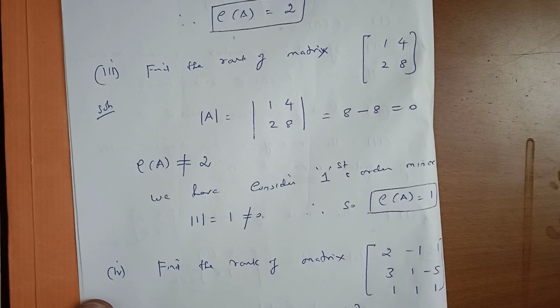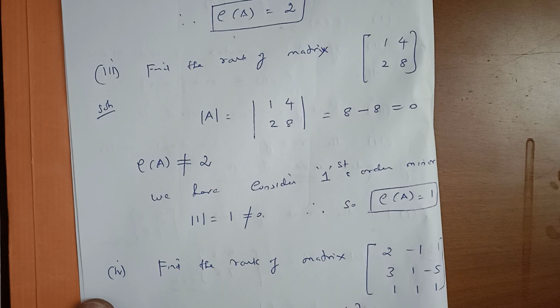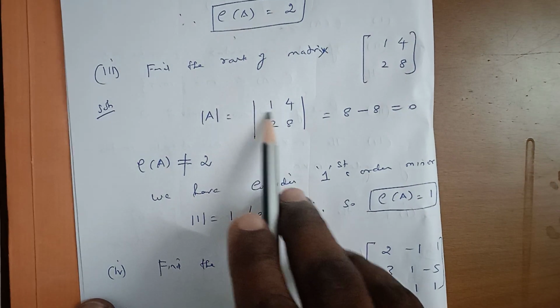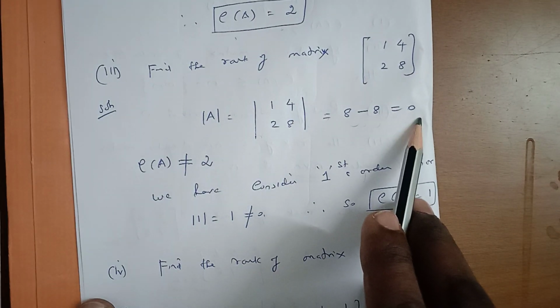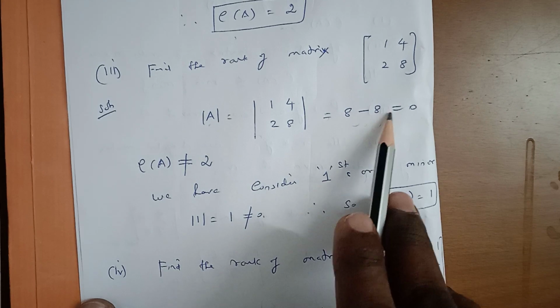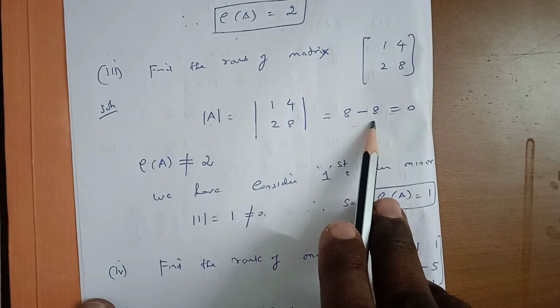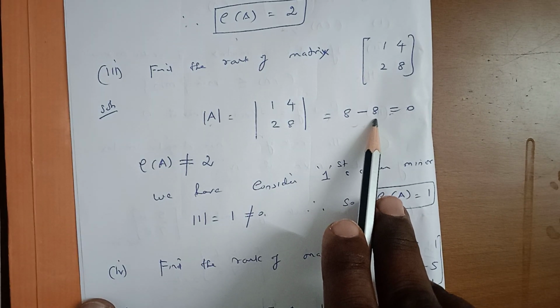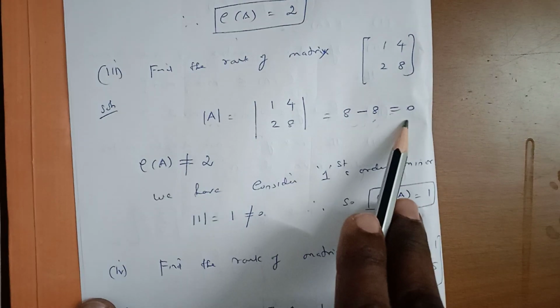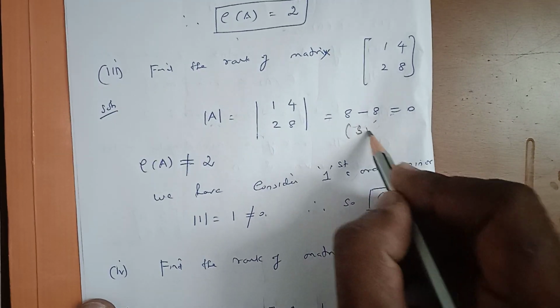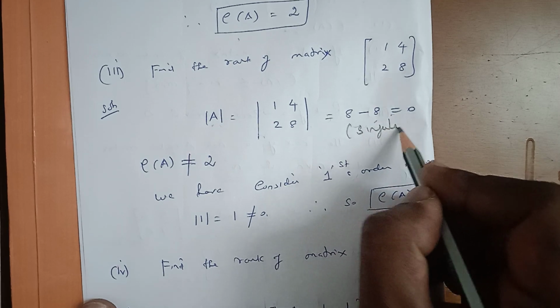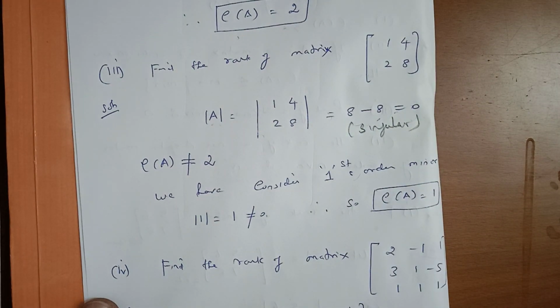Solution. Determinant of A equals 1, 4, 2, 8. We apply the determinant: 1 into 8 is 8, 2 into 4 is 8. 8 minus 8 equals 0. If determinant A is equal to 0, it is singular. Singular means the rank value is not equal to 2.